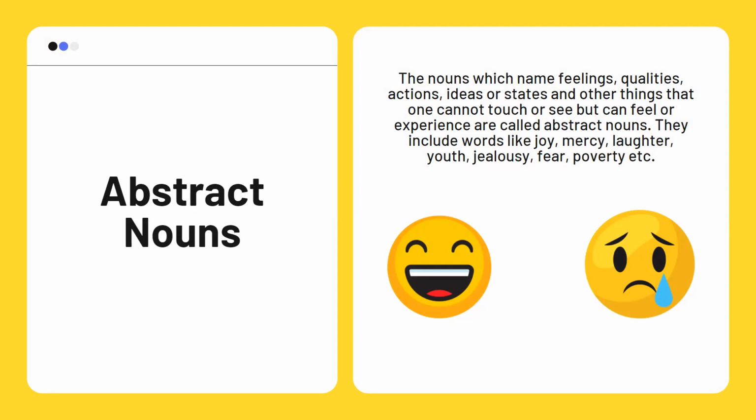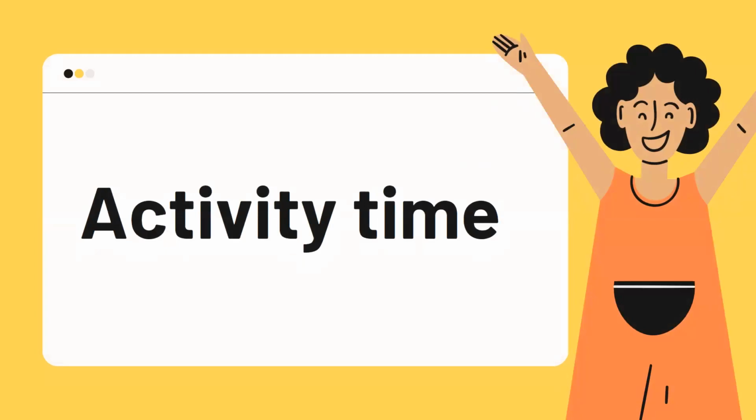For example, happiness, sadness, poverty, smile, youth, laughter, beauty, mercy, joy, jealousy. These all are abstract nouns, which we can only feel and observe, we cannot touch and see. So these all are called abstract nouns. Here comes the end, when we have discussed all the kinds of nouns. I hope everybody is clear.